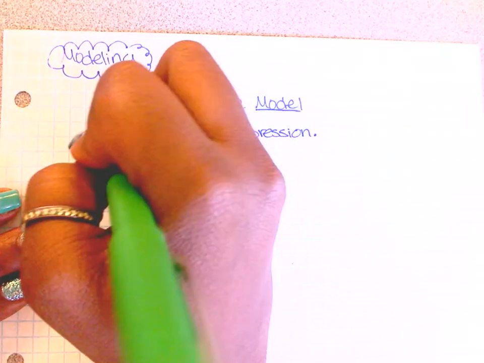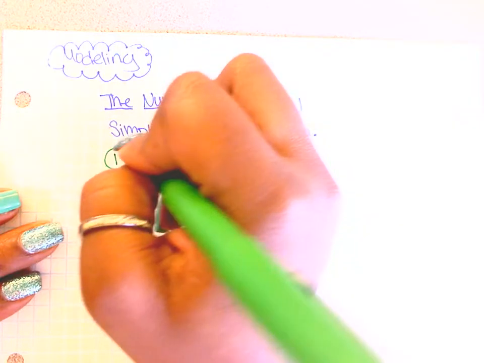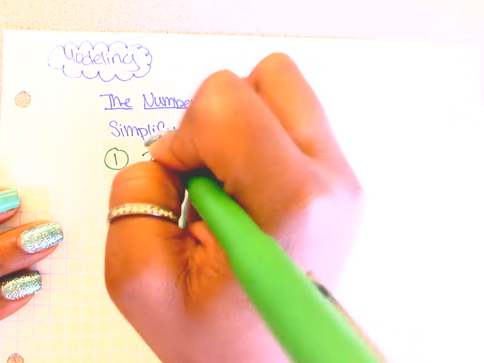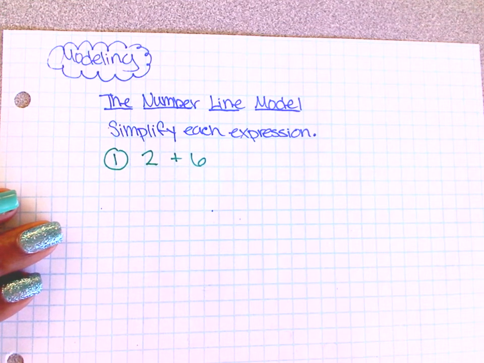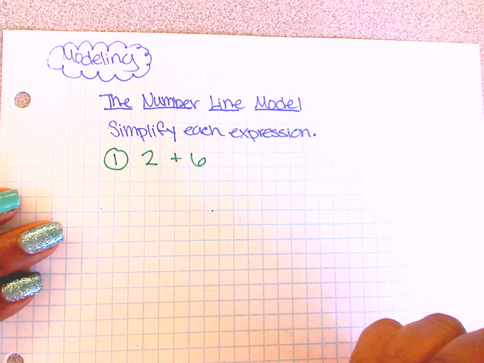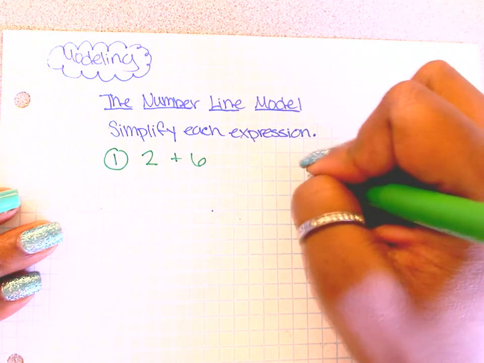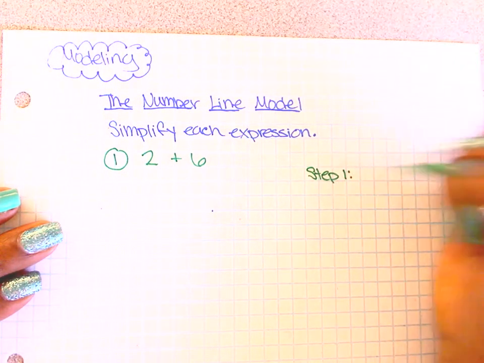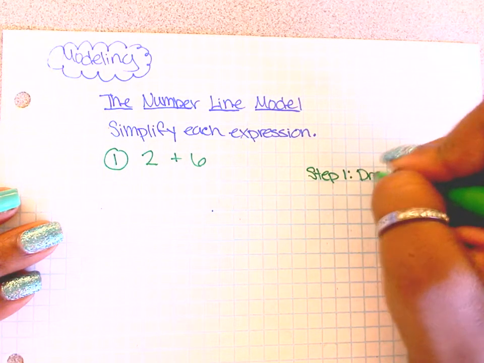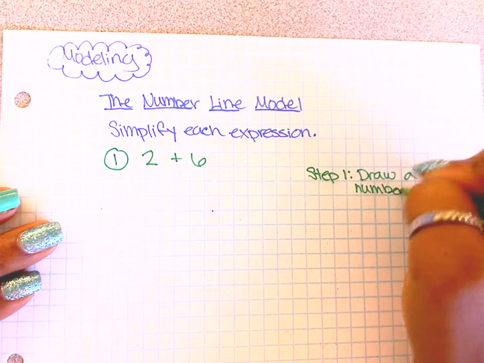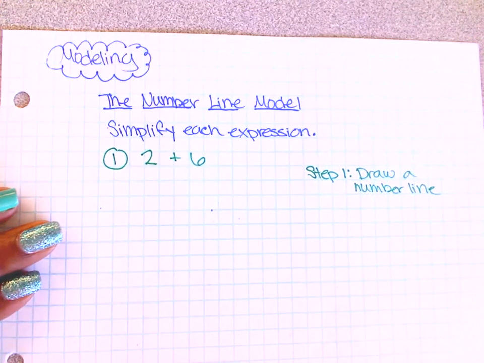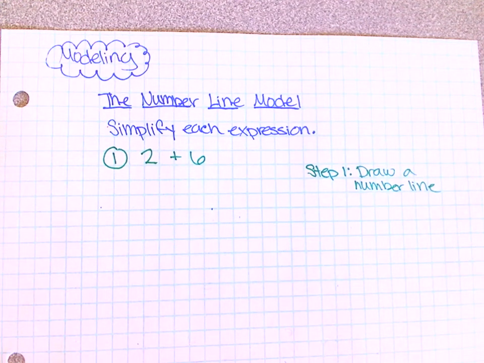Simplify each expression. Those are your directions. Let me grab a different color. Number 1. It might say something easy. We'll start off slow. 2 plus 6. I know, you can do mental math and do that in your head. But the point of this is to show you the number line model. So what you would do is, I'm going to write my steps on the right-hand side. Step 1, draw a number line.